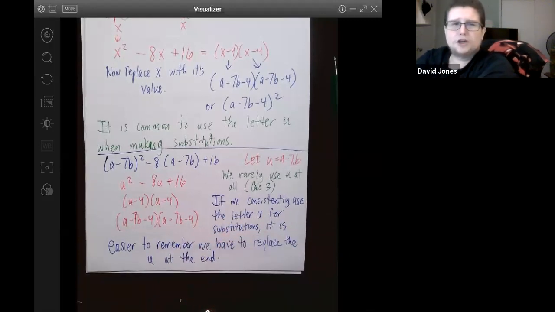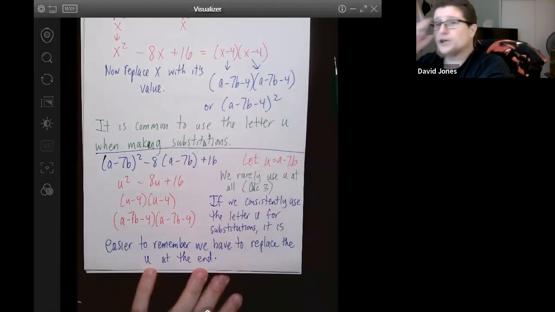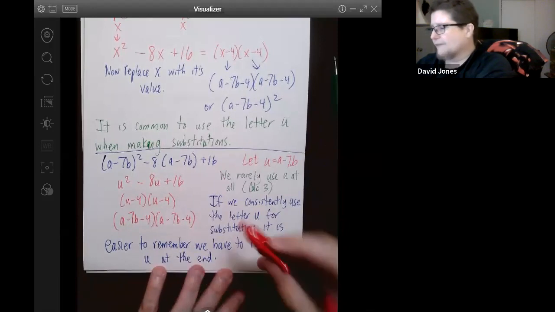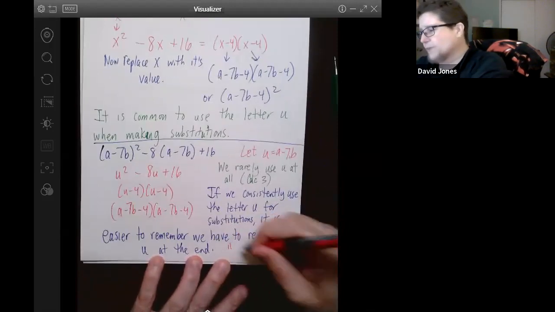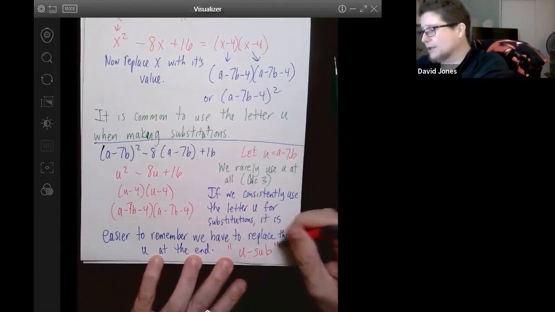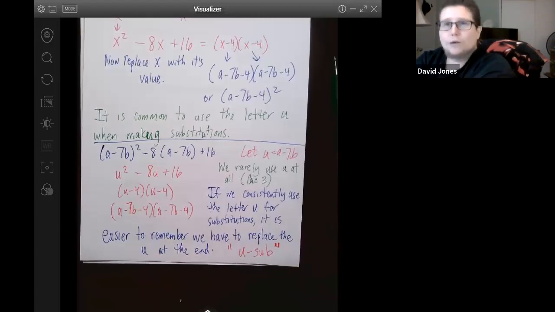If you always use a U when you make a substitution like this, then if you have a U at the end, you know you didn't start with a U, change it back. In fact, they call this a U substitution or a U sub. This is common terminology in mathematics. If you say U sub to a mathematician, an engineer, a physicist, or someone that works with anything math related at all, any of the technical fields, they're going to know what a U substitution is or a U sub.